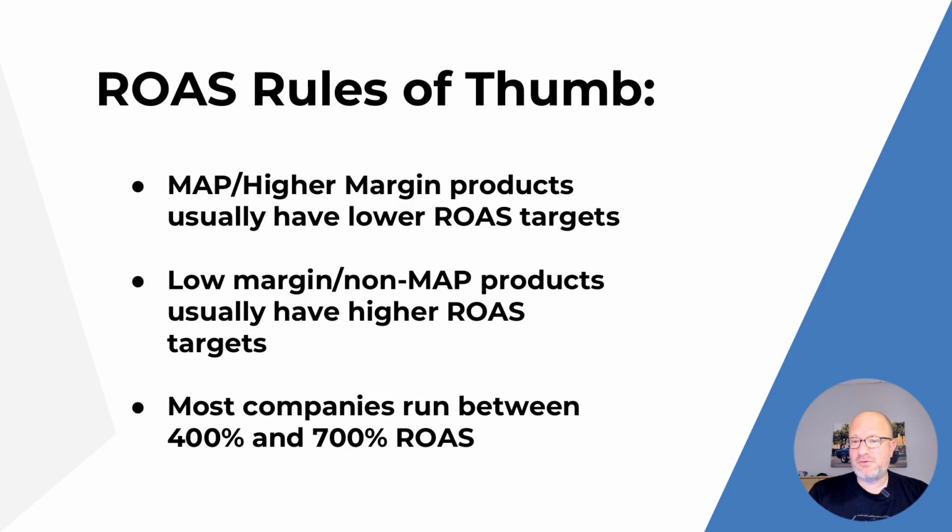If you're not sure, you can set your margin or target ROAS between 400 and 700%. Most companies end up in that range.